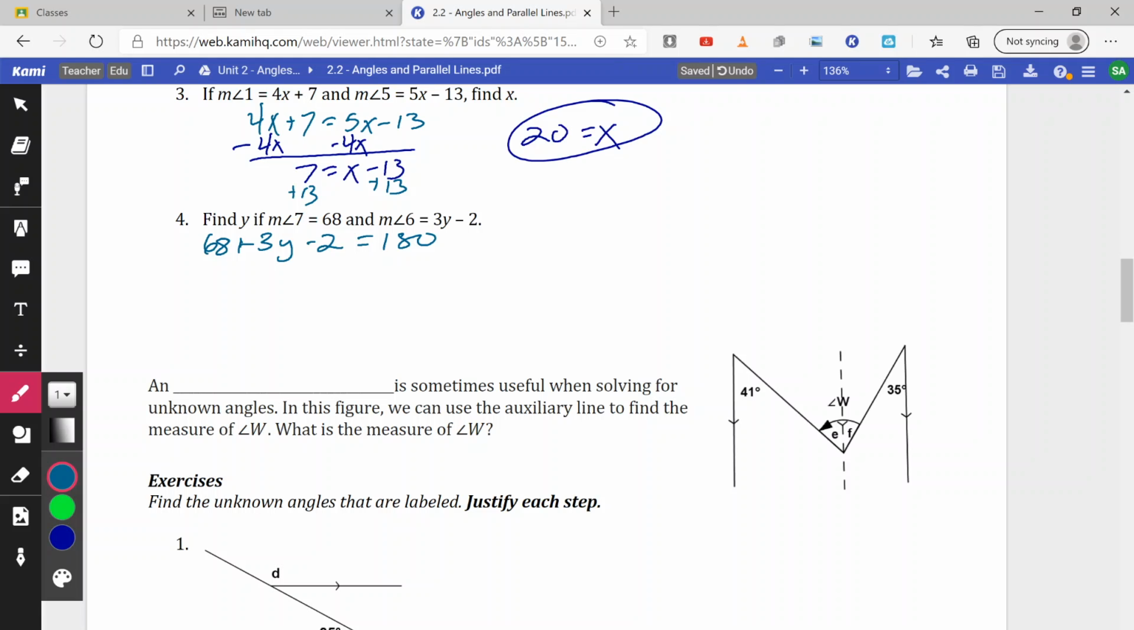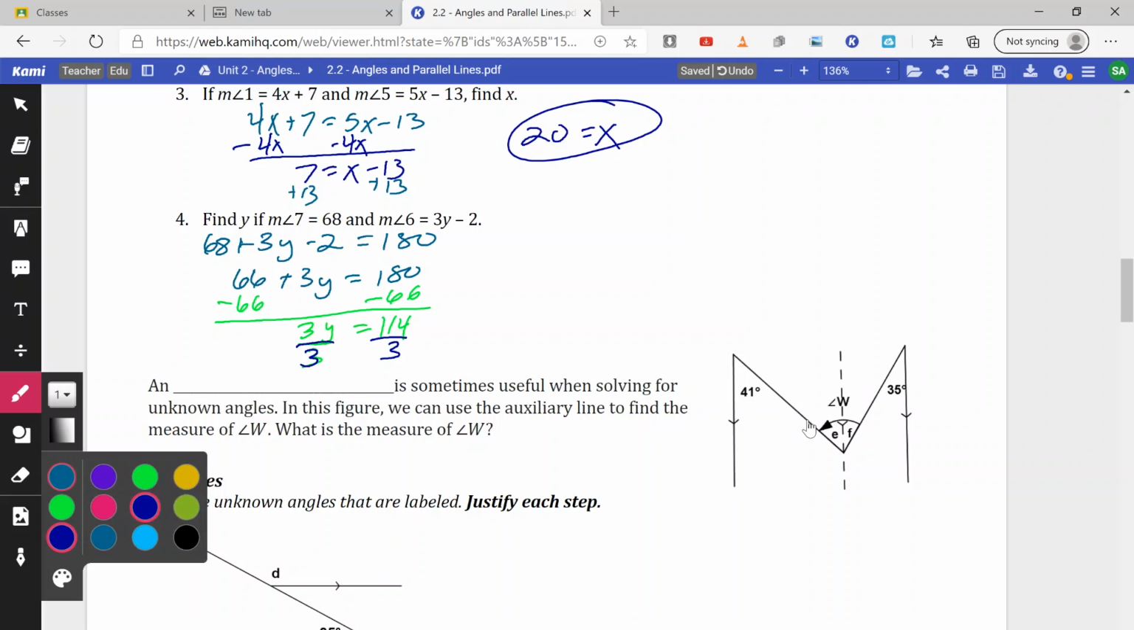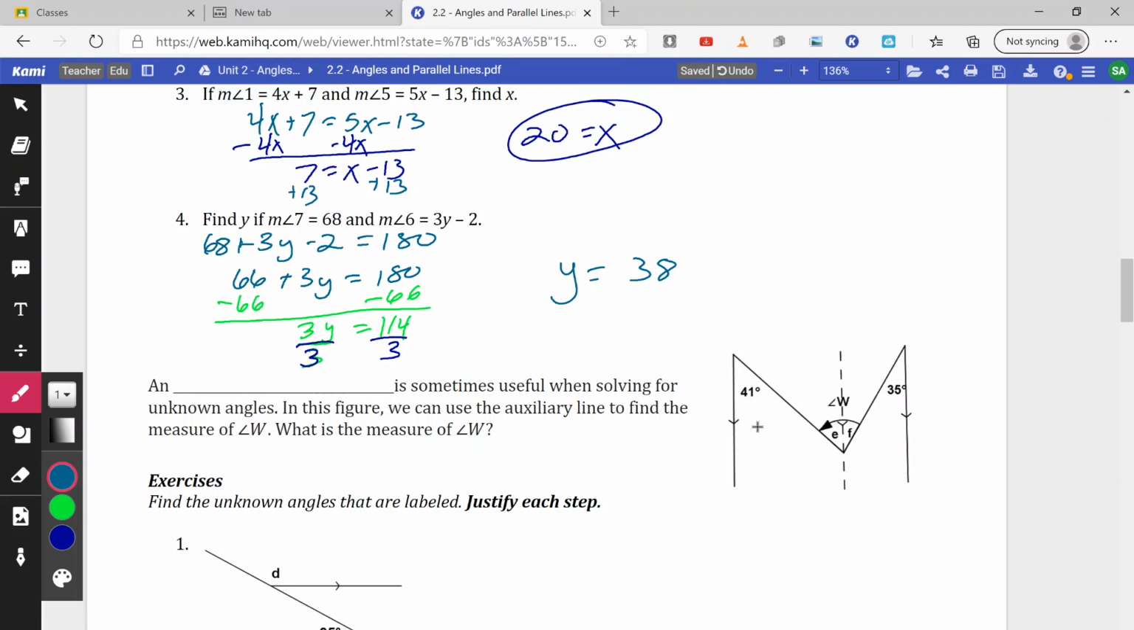So I'll combine my like terms. 68 minus 2 gives me 66, plus 3y gives me 180. I need to subtract 66 from both sides, and I get 3y is equal to 114. I'm going to divide by 3. And when I do that, I get y equals 38. We were tasked to find y, and we found the value of y.